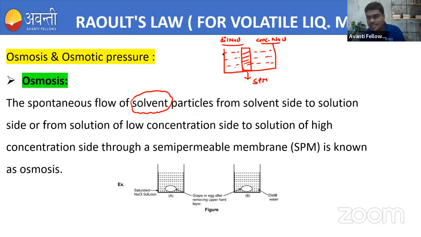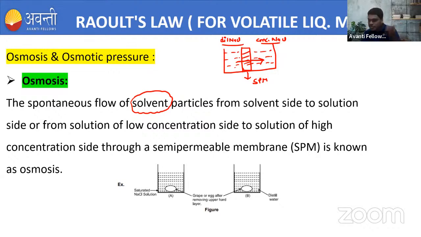Dilute NaCl means what? The concentration of NaCl is very, very less. We can say that here the solvent is more, that is water is more, right? So what is osmosis? Osmosis means the spontaneous flow of solvent. Solvent is what? Water, right? The spontaneous flow of water from the solvent side to the solution side, or from the solution of low concentration, because if more solvent is there, then definitely it will be low concentration. So the movement from the low concentration to the high concentration through the SPM is known as osmosis. Remember this thing is known as osmosis.